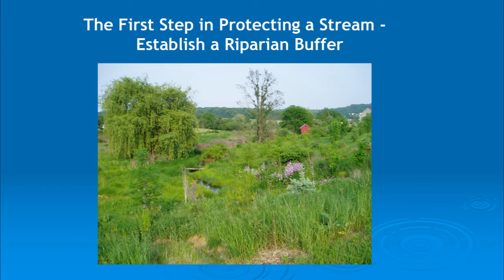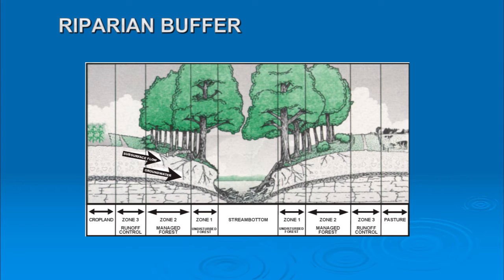Okay, finally, I would like to talk about riparian buffers. And of course, a riparian buffer is just a buffer along a stream. So in the center of the photograph, you see we have the stream bottom. And then working your way out from the stream bottom, you have zones 1, 2, 3. And in this case, they have examples for cropland and pasture.